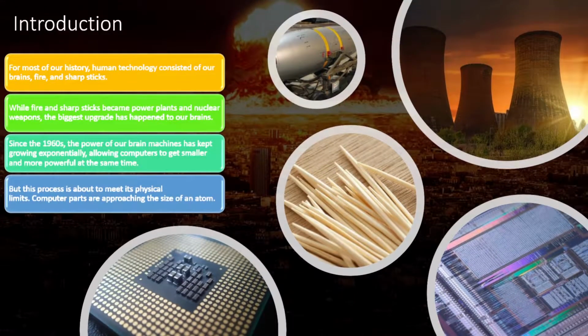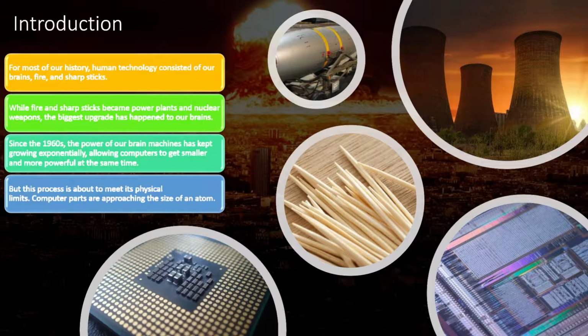For the majority of our existence, human technology was limited to brains, fire and sharp sticks. While fire and sharp sticks evolved into power plants and nuclear weapons, the most significant advancement has occurred in our minds. Since the 1960s, the power of our brain machines has grown tremendously, allowing computers to get smaller while also becoming more powerful. However, this process is approaching its physical limit. Computer components are getting close to the size of an atom.